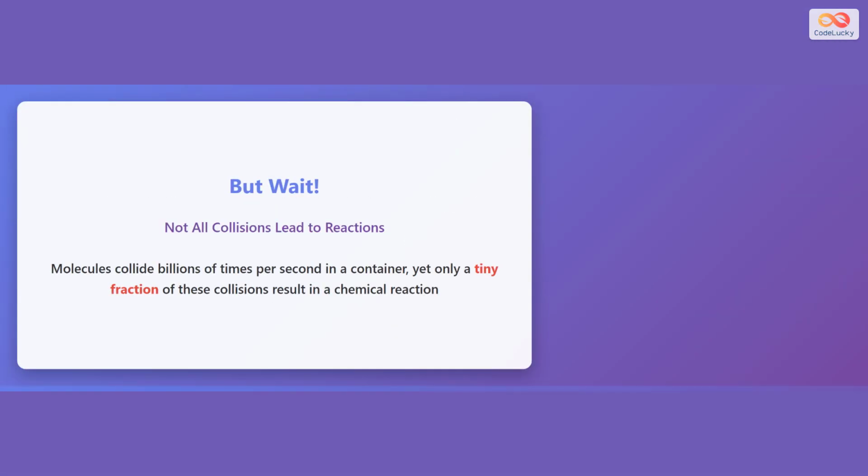But here's the catch. Not all collisions lead to reactions. In fact, molecules collide billions of times per second in a typical container. Yet, only a tiny fraction of these collisions actually result in a chemical reaction. If every collision led to a reaction, all reactions would be instantaneous and explosive. So what makes certain collisions successful while others are not? There must be additional requirements beyond just molecules bumping into each other.